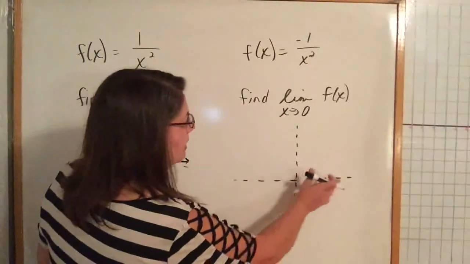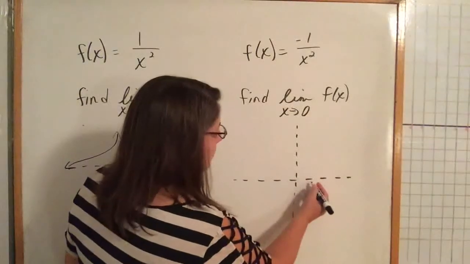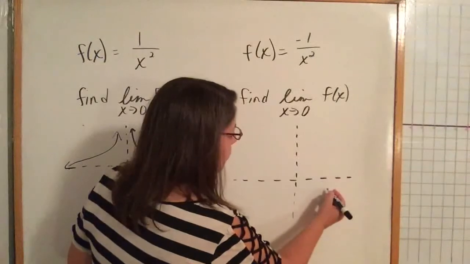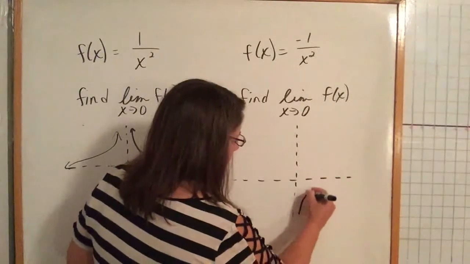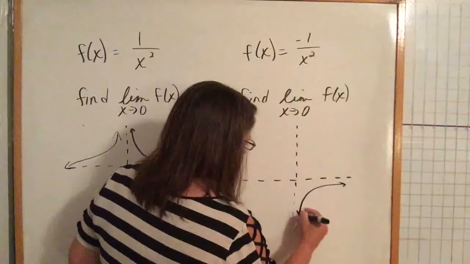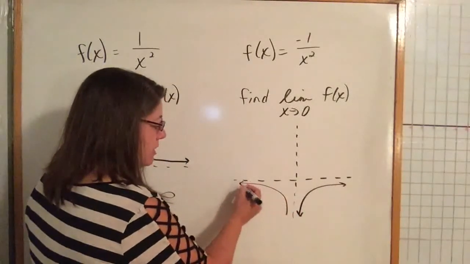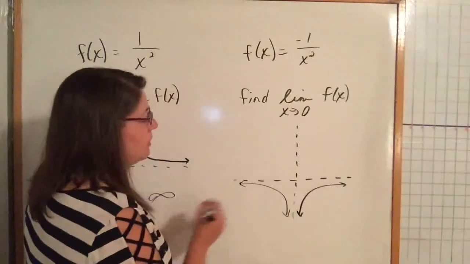And then if I just plug in some numbers, like 1 will give me -1, 2 will give me -1/4. So if that's the case, it looks like it's approaching this direction. And if I were to guess, I would say it's probably approaching in this direction. But we could do some numbers.